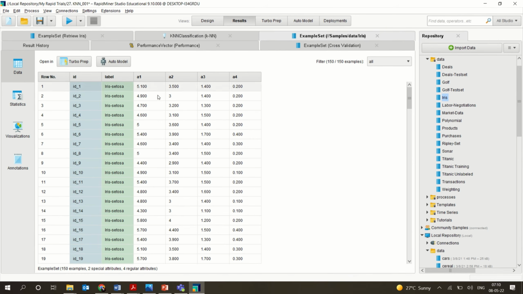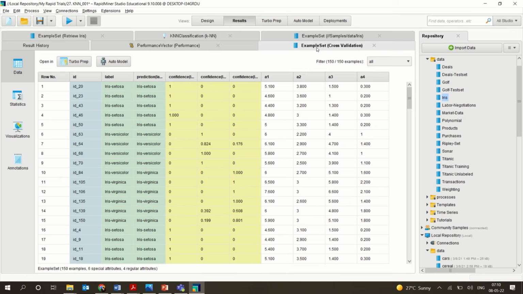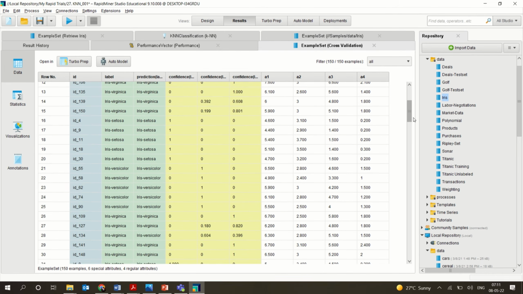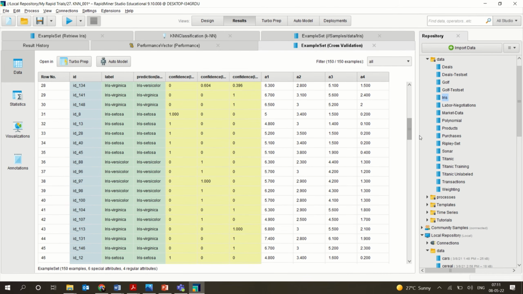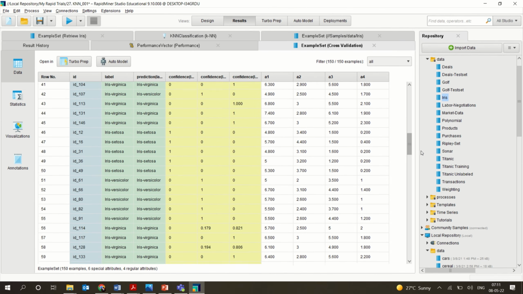When you look at this, these are the values of each and every one, the output of your cross validation. In the cross validation, you are considering the confidence of each and every class. So setosa is identified as setosa, so it is 1, and these two are 0. Like that. When you take a wrong one, how closely it is identified, that value will be given to you.